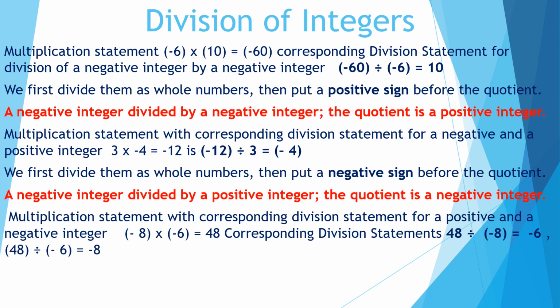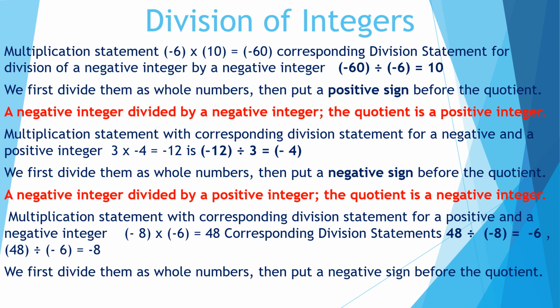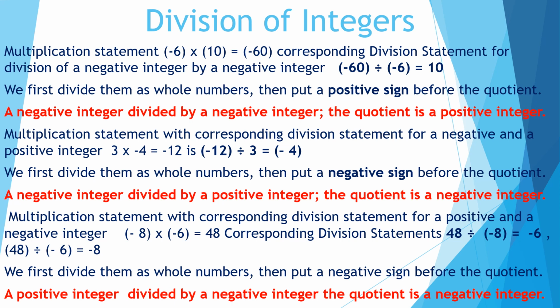Now let's take the multiplication statement. Minus 8 multiplied by minus 6 is equal to 48. Now the corresponding division statement is 48 divided by minus 8 is equal to minus 6. So here we have a positive integer 48 which is divided by a negative integer minus 8 and the quotient is negative. We first divide them as whole numbers, then put a negative sign before the quotient. A positive integer divided by a negative integer, the quotient is a negative integer.